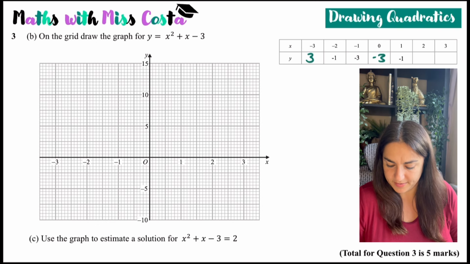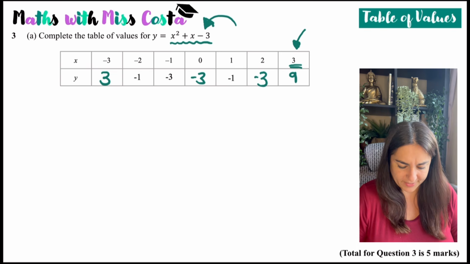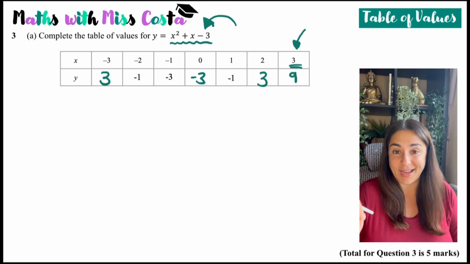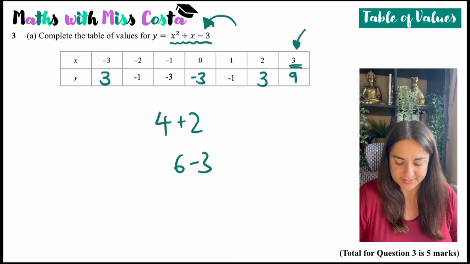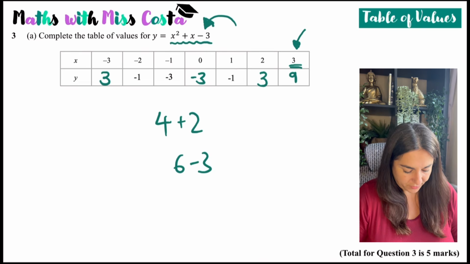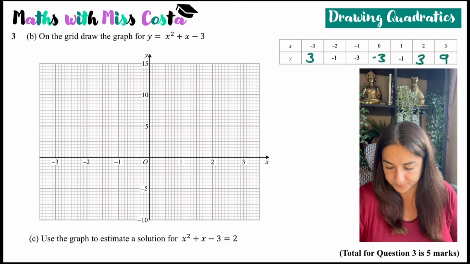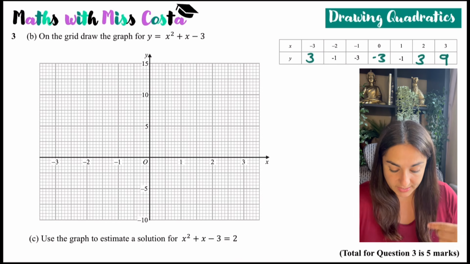Is it minus 3? Or have I done something wrong? No, it's not minus 3. Sorry. So this is how it's really good to spot your own working. So 2 squared is 4. 4 plus 2 is 6. 6 minus 3 is positive 3. Don't know why I put minus 3. Anyway, that would be 3 and 9. So now you've got your table of values. All you're going to do is plot the graph.